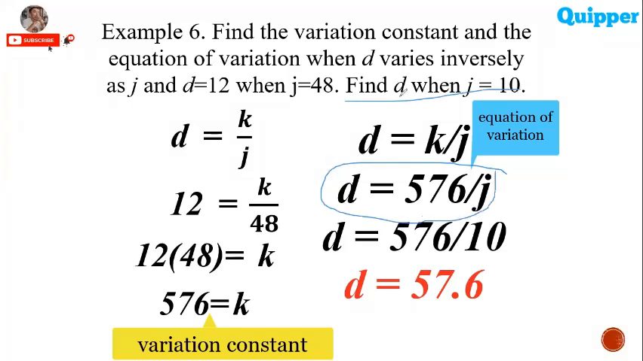Second problem, find d when j is equal to 10. Substitute 10 to the equation of variation, that is 576 divided by 10. The final answer is 57.6. That's it for this example.